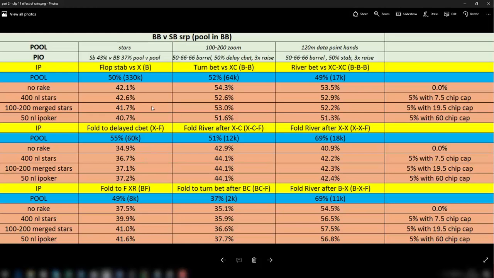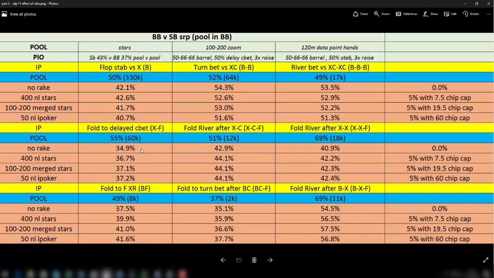So we can judge that by comparing the differences in the rakes and then putting it into context against the pool's data. In terms of the differences in the results from each of the different rake conditions, the most relevant place to look is the hotspots. So if we look at the fold to delayed c-bet hotspot for in position, where he checks back the flop and we bet as the out of position player.